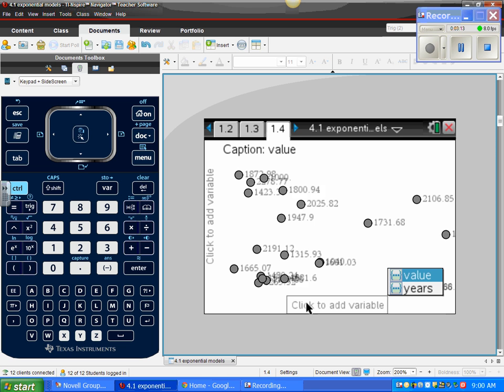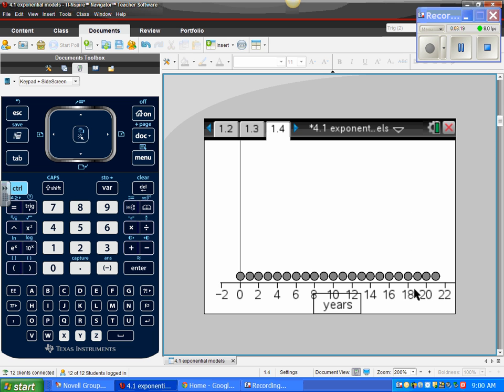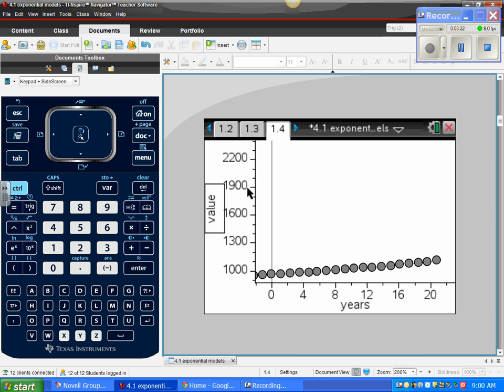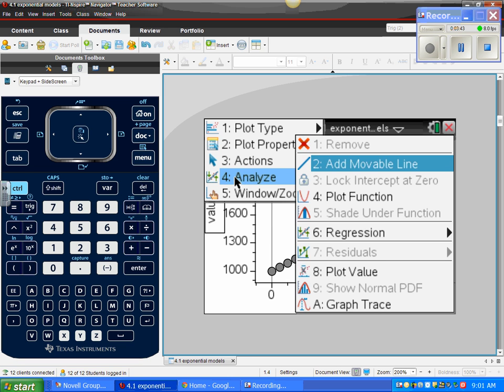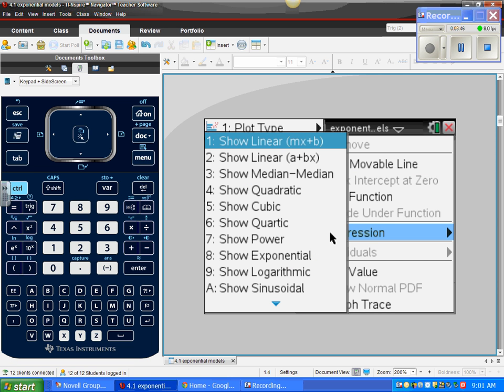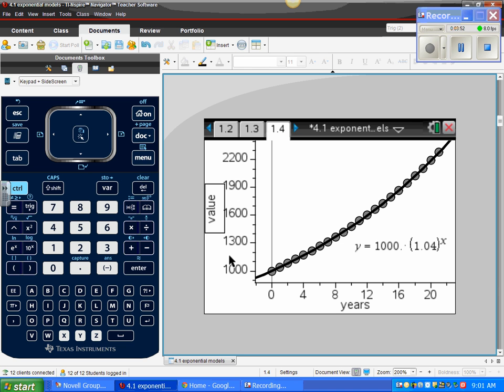Good, I need to click to add my variable. What was my domain? My domain was years. Very good. Remember, domain means X, right? And what was my range? It was values. Good. So I've got this nice little curve going on. As the years go on, I'm increasing in value. Now what do I want? I want the equation. Where do you think I go to get it? Menu, Analyze, Regression. Good. What kind of regression? I want the exponential. Very good. So I get 1,000 times 1.04 raised to the x.